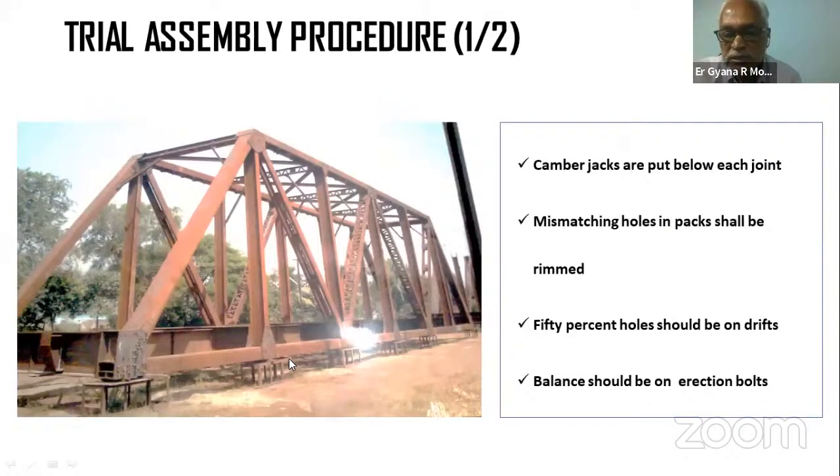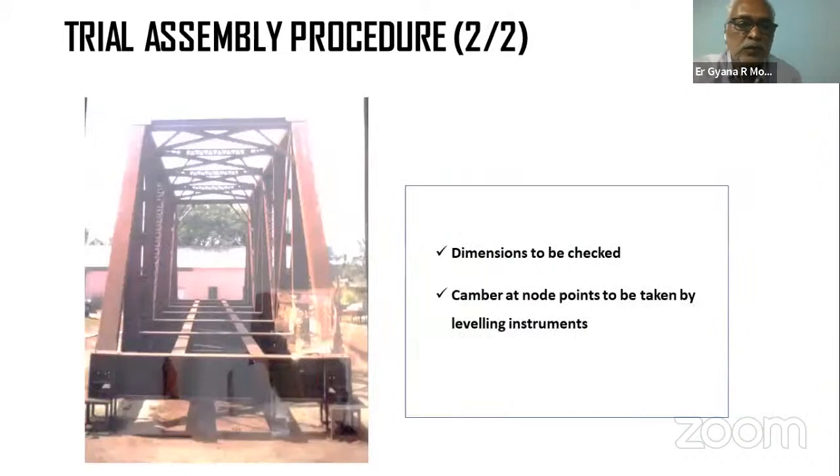But without drifting, it is very difficult to assemble these girders if they are pre-stressed girders and if they are shortened component girders. So what are the dimensions to be checked? The dimensions of the girder you should take. As you said, the tolerance dimensions have to be checked. Camber at node points to be taken with a leveling instrument.